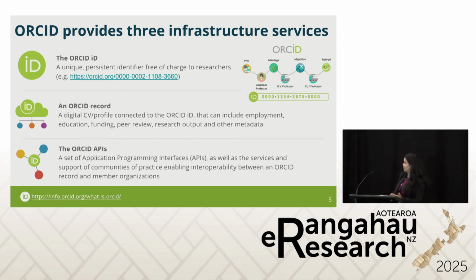Secondly, we have the ORCID record, which is a digital CV that acts as a profile where you can have all your employment, education, funding, and other research outputs. And lastly, ORCID provides a set of APIs that allows interoperability between your record and member organizations.